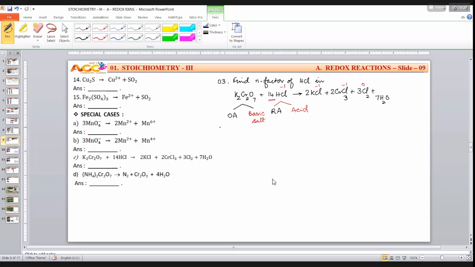Now I am asking the question, what is the N factor of HCl? Then we have to find this with respect to reducing property. How to proceed for that? Out of 14 moles of HCl, you declared that 8 moles are acting as an acid. Therefore, what are we left with? We are left with 6 moles of chlorine.